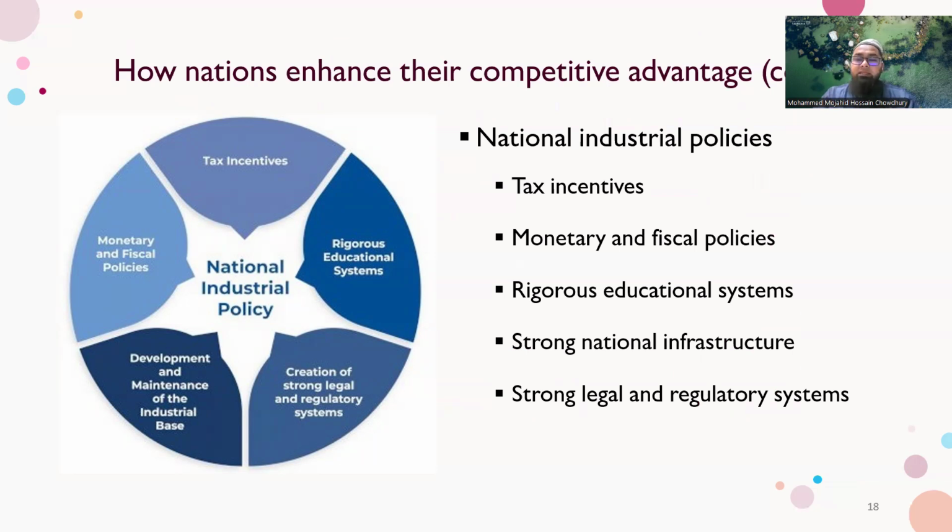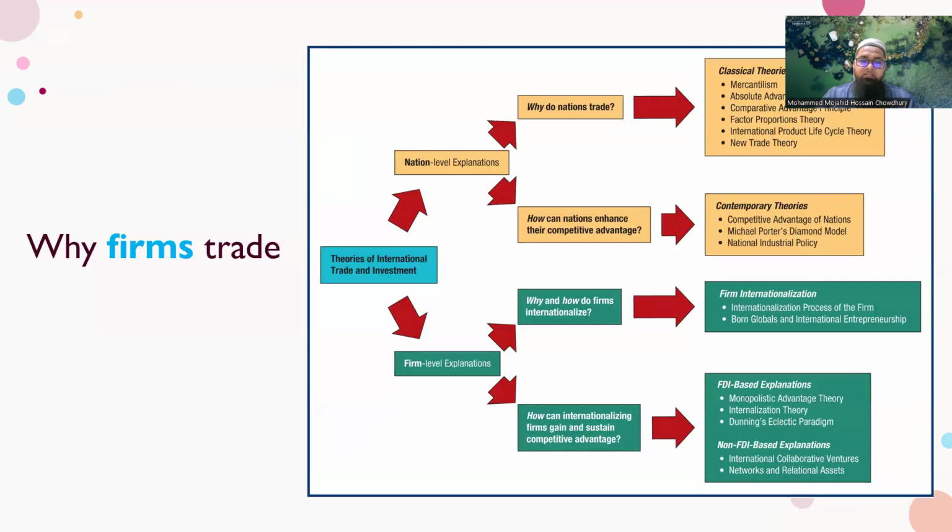So we can come up with different tax incentives, monetary and fiscal policies, and we can have regular education systems, a strong national infrastructure, and then strong legal and regulatory items. So you have to give the environment so that local companies and local industries get popular. Okay, so these are the initiatives that should be taken by the government of the country. So now we have finished the first section, why nations trade.